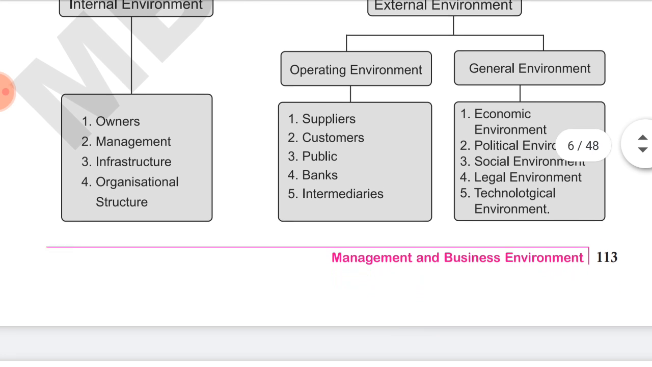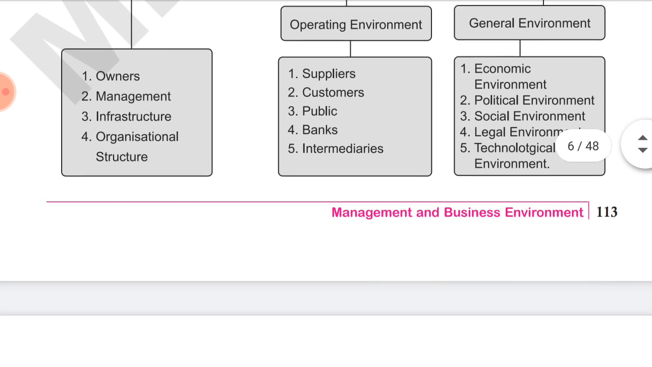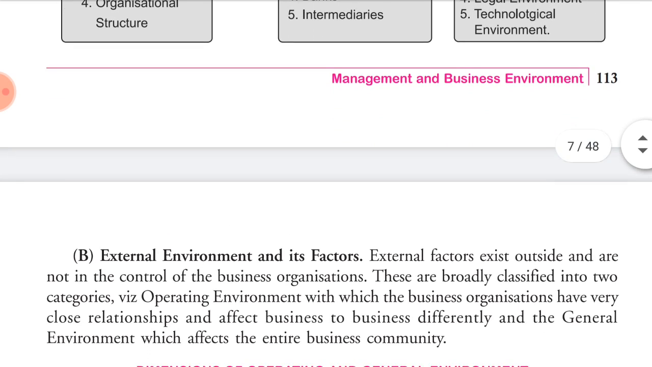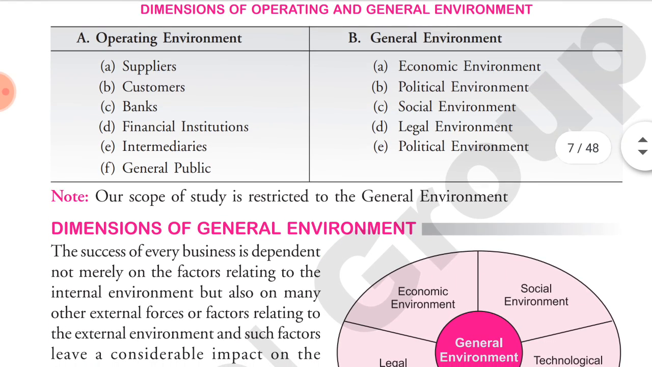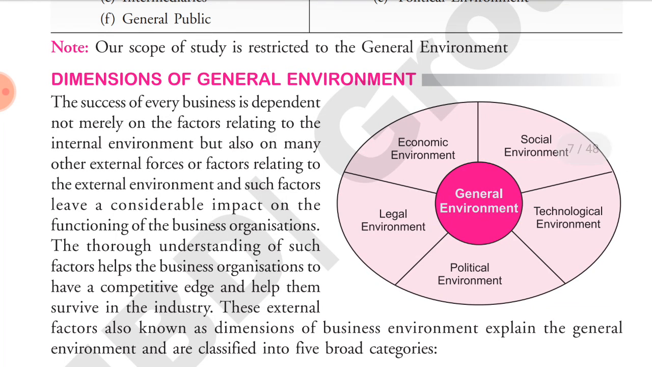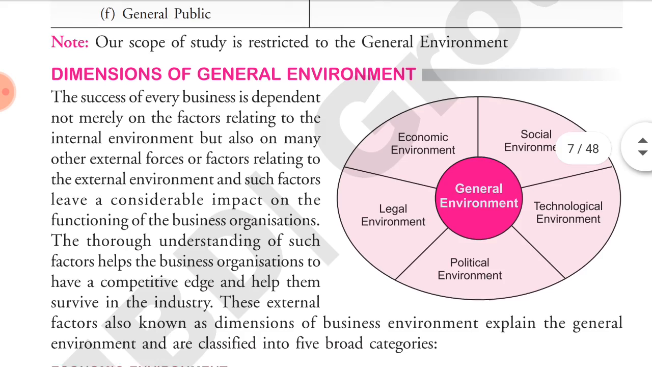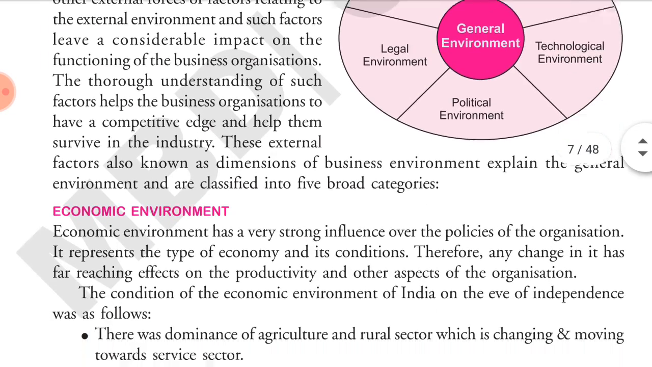So today we'll be studying the general environment, or the general forces, general factors. These general factors can be further classified into 5, that is economic environment, political environment, social environment, legal environment and technological environment. 5 dimensions. These are also known as the dimensions of business environment. You can see a pie diagram here: economic environment, social environment, technological environment, political environment and legal environment. These are the 5 dimensions of business environment under the general factors. General factors means the factors which influence the business overall and all the business enterprises.